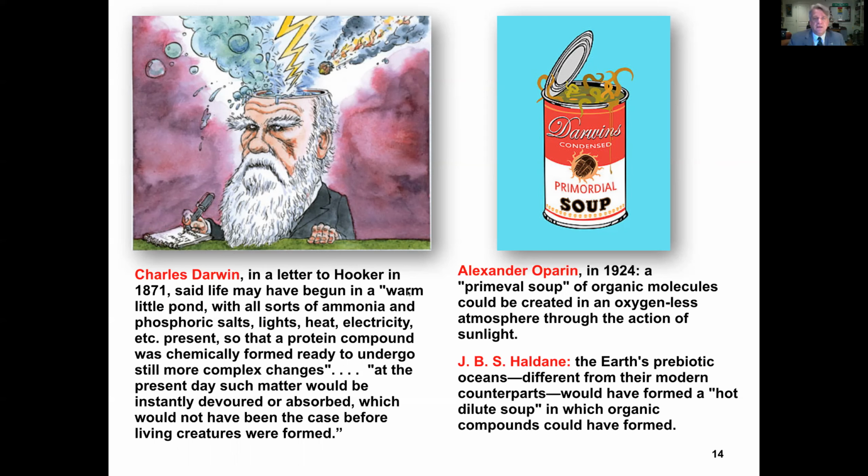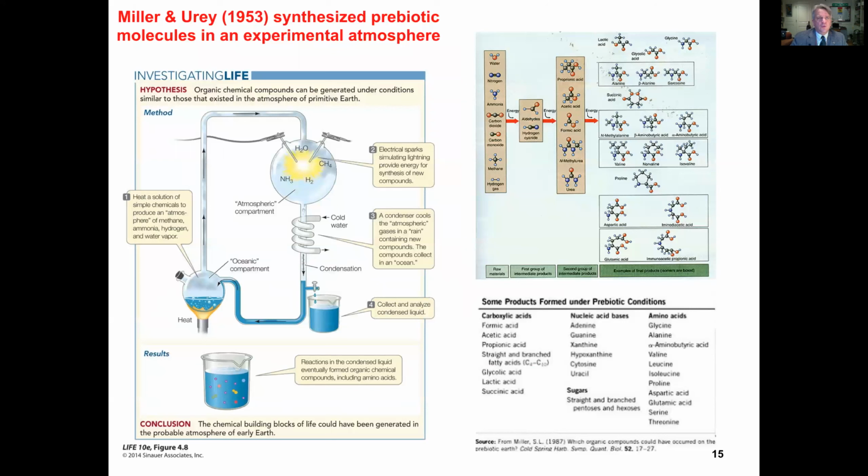Now, these ideas came together in the early 1950s with the really famous Miller-Urey experiment. Now, Stanley Miller was a graduate student of Urey, who was a very famous biochemist, and they were working at the University of Chicago. And in fact, this work won them a Nobel Prize. So what they were able to do was synthesize prebiotic molecules in an experimental atmosphere.